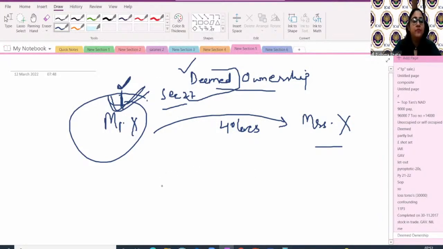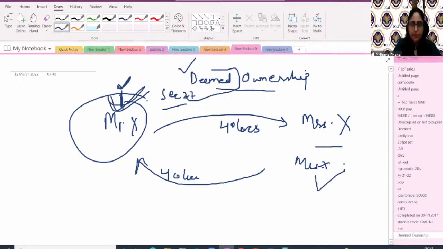Clear? But if Mr. X would have taken money, the proper full 40 lakhs, from Mrs. X to transfer that property, who would have been the owner? Mrs. X. Would deemed ownership come into question? No, because now the property has been transferred for adequate consideration. This is one exception.